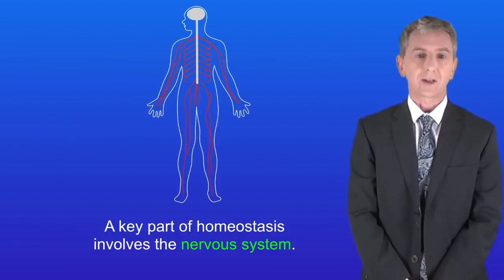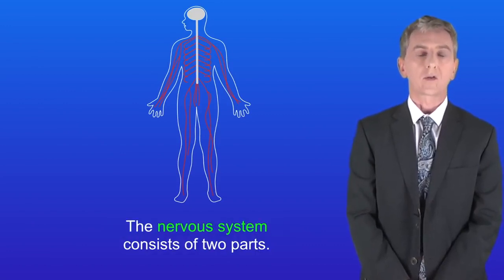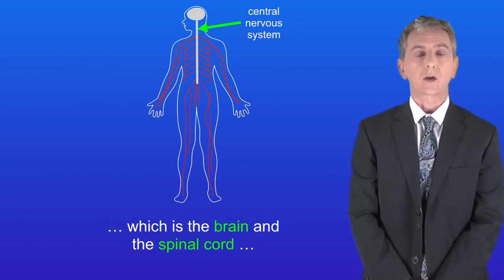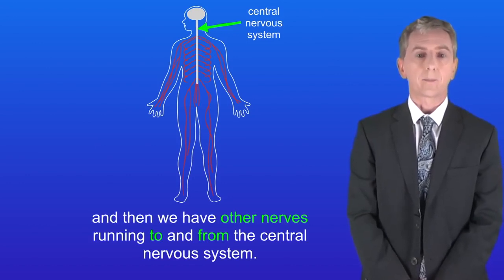Now, a key part of homeostasis involves the nervous system. The nervous system consists of two parts. We've got the central nervous system, or CNS, which is the brain and the spinal cord. And then we've got other nerves running to and from the central nervous system.